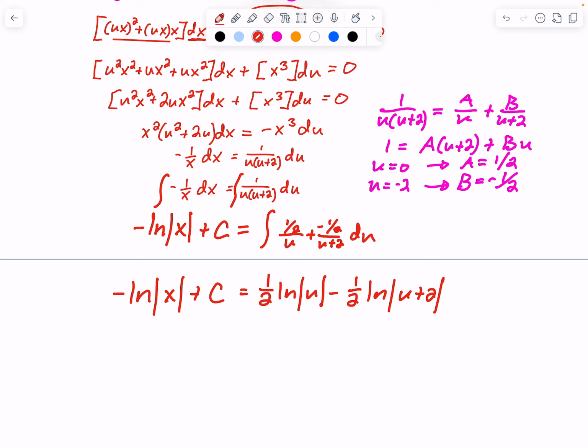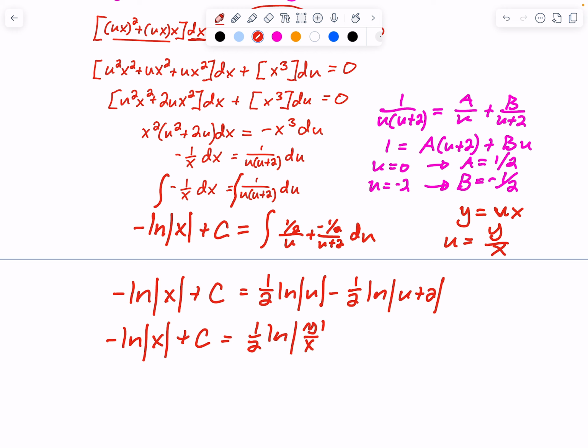So then what we have next is we just have to replace u. Well, if u equals y over x, then I just have to replace it. I get negative ln of x plus c equals 1/2 ln of y over x minus 1/2 ln of y over x plus 2. Solving for y there would be, I think, pretty difficult. So I think I'm going to go with the implicit solution here. So that would be our solution.